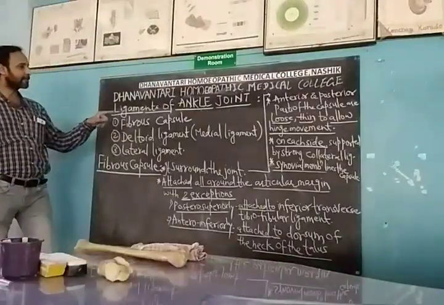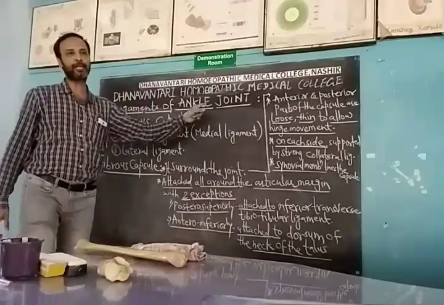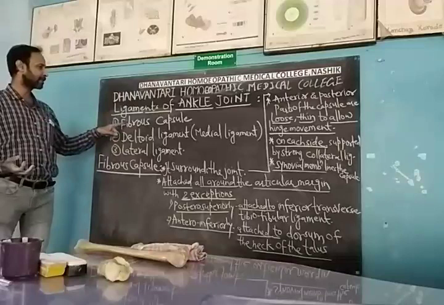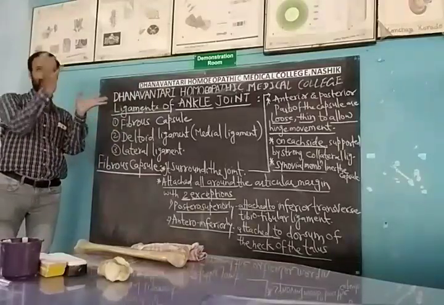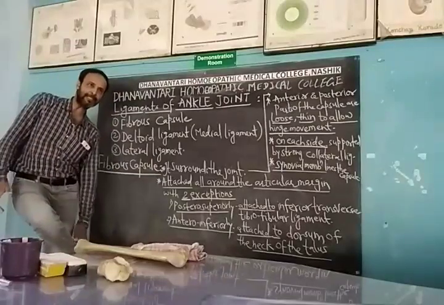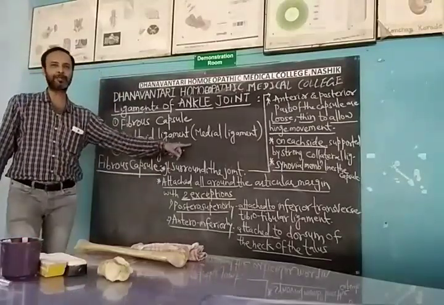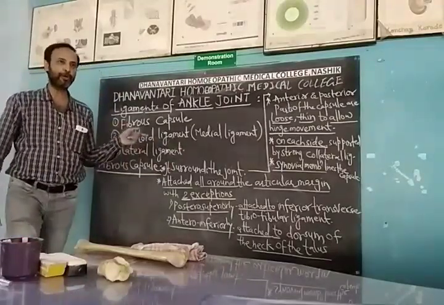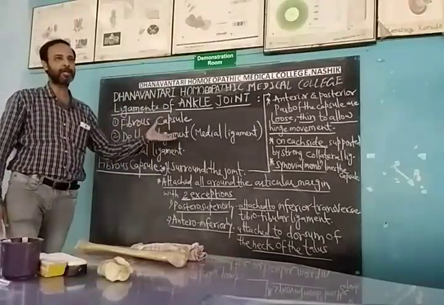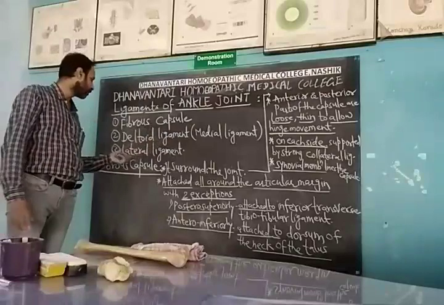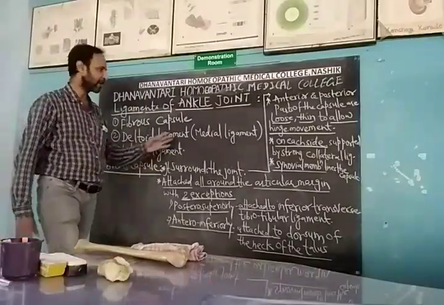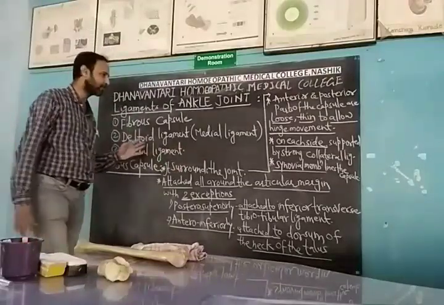Next part we are learning is the ligaments of the ankle joint. Now there are three ligaments of the ankle joint. First is a fibrous capsule which surrounds the entire joint. Then the deltoid ligament, which is on the medial side. The medial ligament is also called the deltoid ligament. It's very important, and it is also asked as a separate short note for 5 marks, so we'll discuss that in detail. And then a lateral ligament on the lateral side. Here we are going to learn in detail about all these three ligaments.